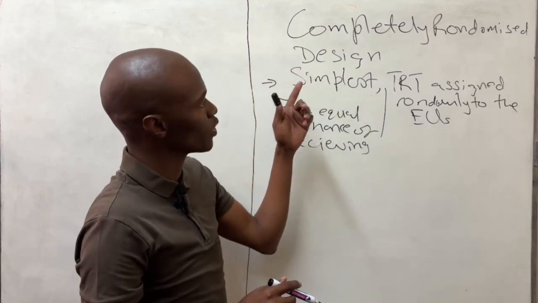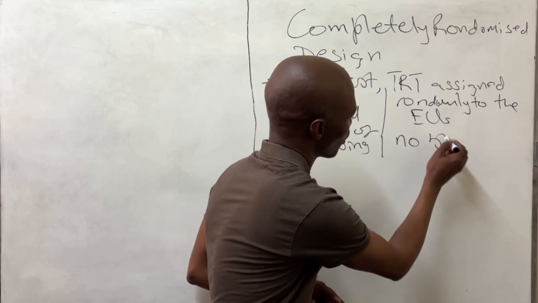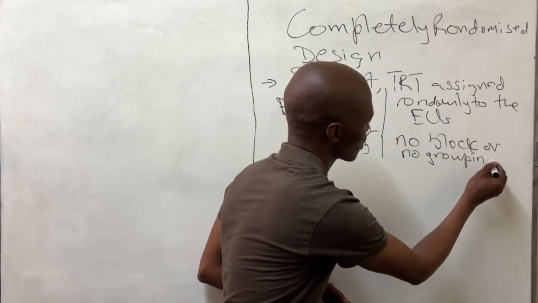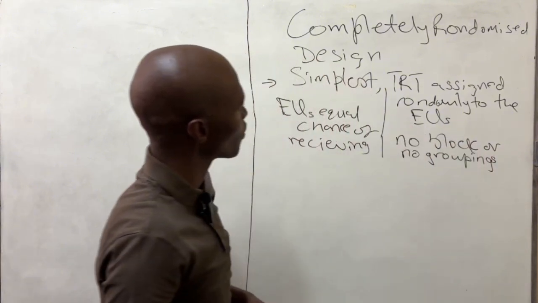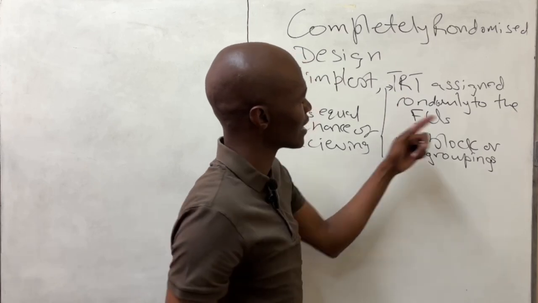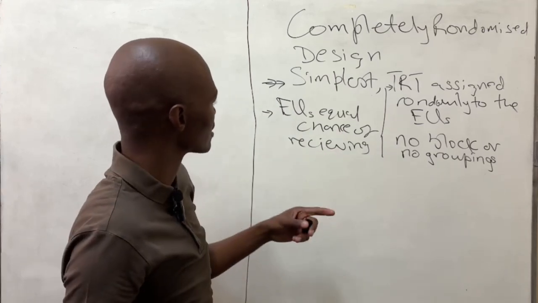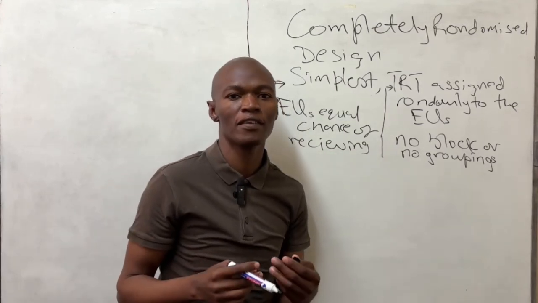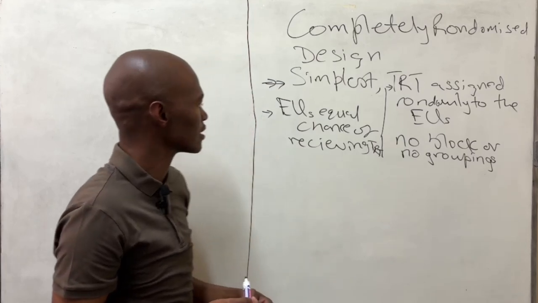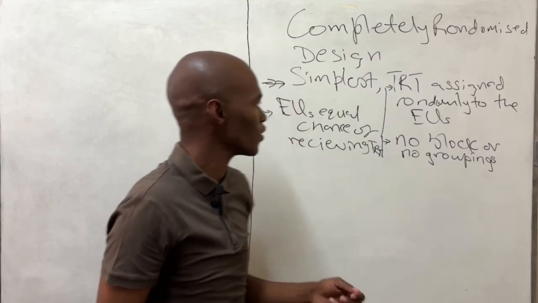And the other thing, when we talk about the completely randomized design, is that there are no blocks or no groupings. You don't group your experimental units. So in this one, we are saying that it is one of the simplest. That's the first thing. The treatments are assigned randomly to the experimental units. All the experimental units have equal chance of receiving the treatment of interest. And there is no blocking or grouping of your experimental units.